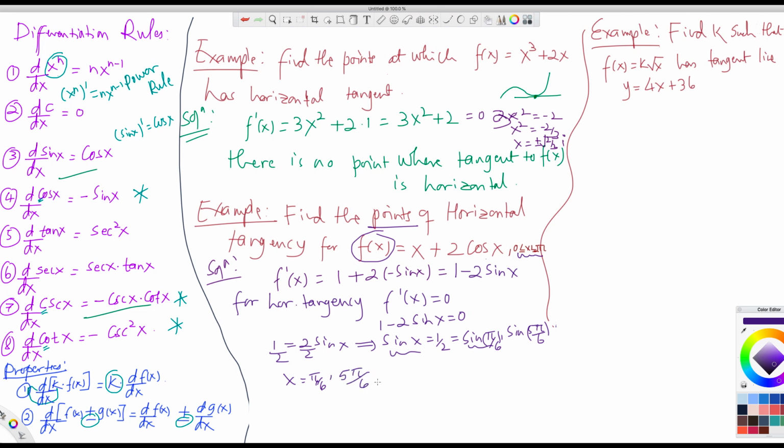Okay, now the question is asking us to find the points for the horizontal tangency. We got the x values, we need to find the y values. So how do I find that?